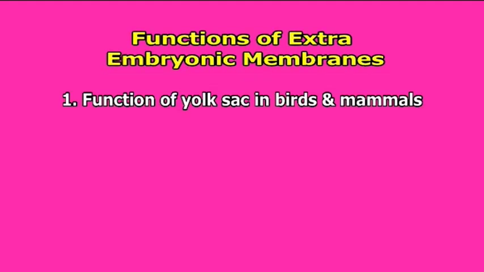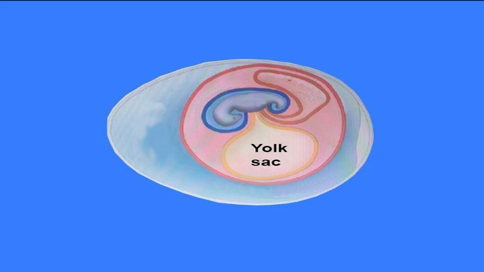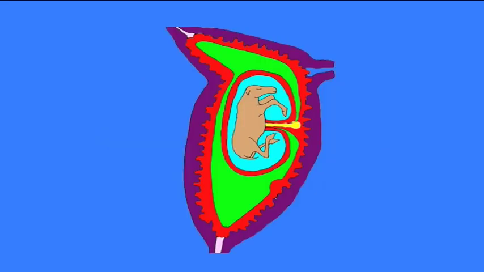Now we will glance at the functions of these extraembryonic membranes, starting with the function of yolk sac in birds and mammals. The function of yolk sac in birds is to digest the yolk and transfer the product of digestion to the embryo. In mammals, the yolk sac has very little or no yolk.